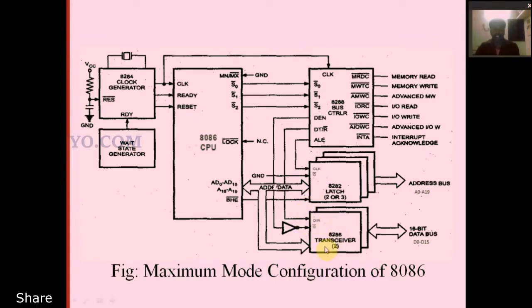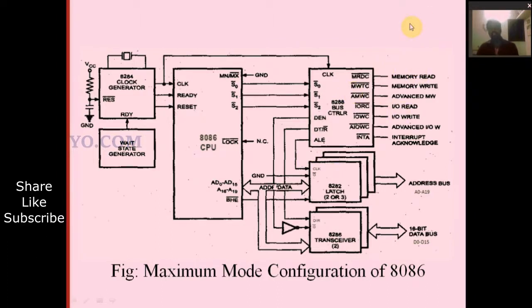Similarly, the transceiver is controlled by the DEN and DT/R bar signals, which are provided by the bus controller. The bus controller provides the control signals for the latch and transceiver, and it is connected to the status signals of the microprocessor. S0, S1, S2 are directly connected to the status inputs of the 8288. Based on the status, it provides the control signals to latches, transceivers and external devices.